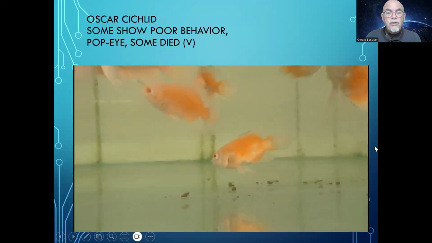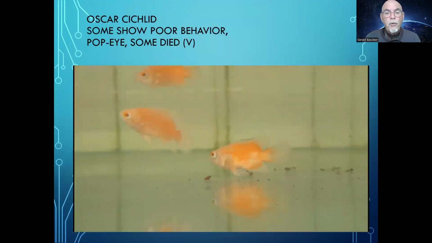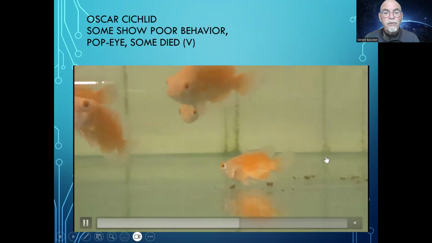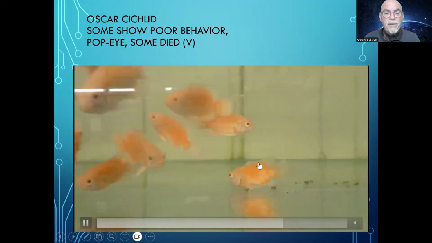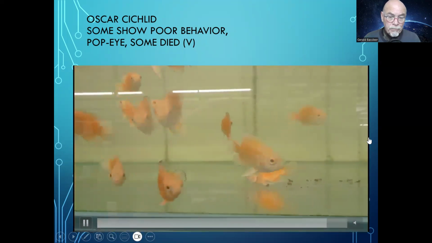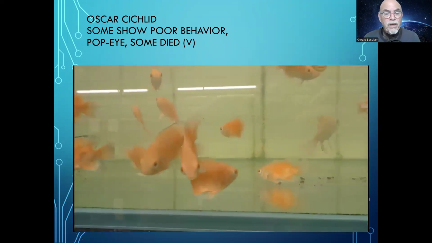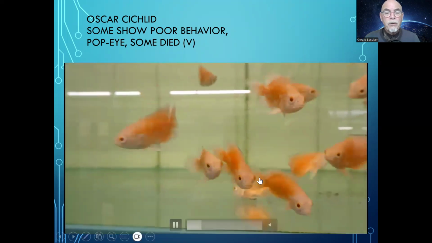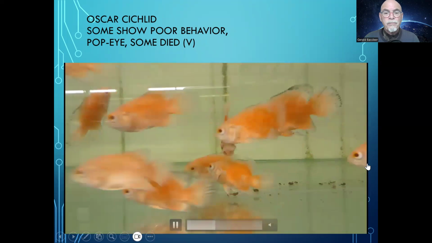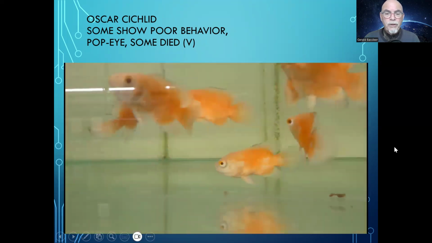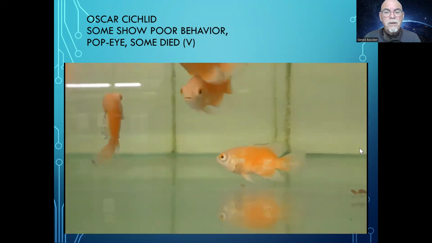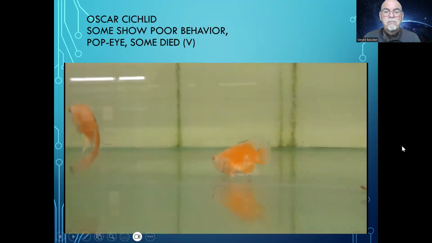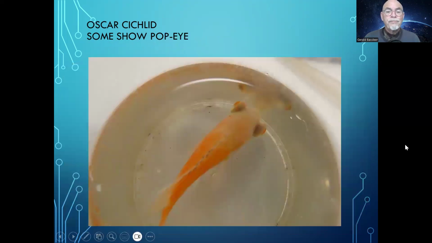Here we show the Oscar cichlid with poor behavior, separating from the group, that had Popeye and was dying. And we had in the previous days a few losses. So this fish was very typical in its behavior. Look, it's getting listless, with poor behavior, not eating properly anymore. It has a sunken belly. Well, this fish was ready for examination.